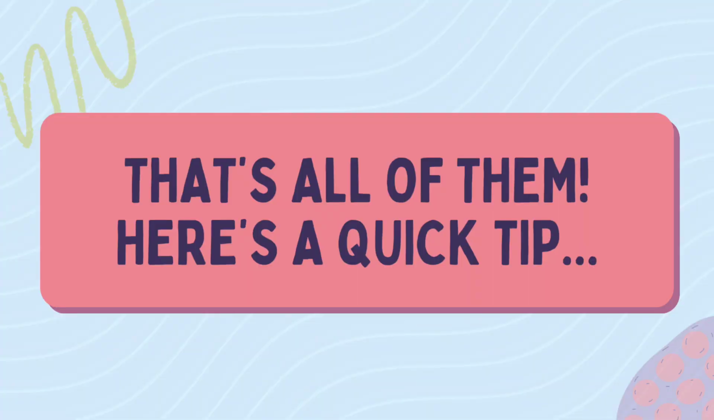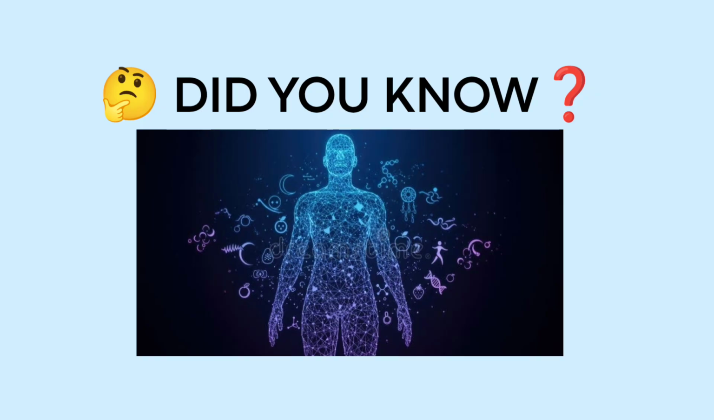Let's quickly recap what we have learned today. We explored plant and animal cells, learned about their different organelles, and discovered how each one contributes to the life of a cell. We also compared their structures and saw how teamwork between organelles makes life possible.